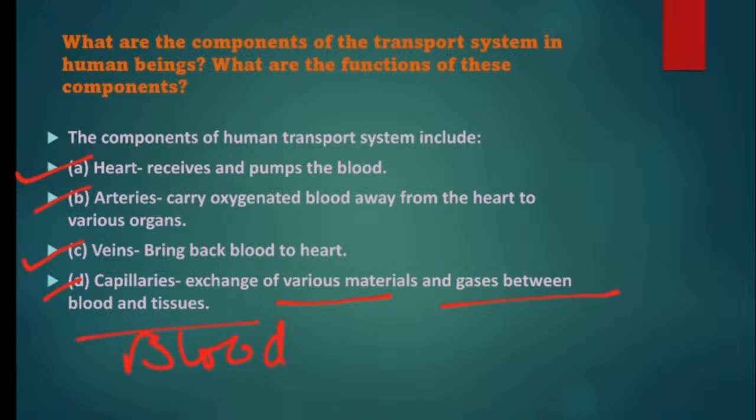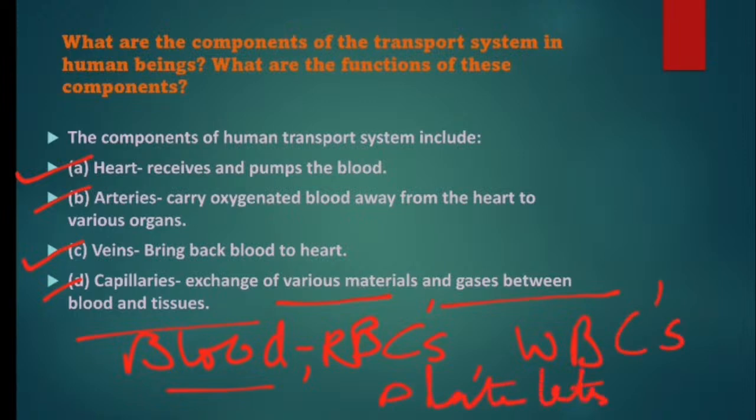Okay, the blood has RBCs, WBCs and platelets. You can write that the RBCs carry a pigment called hemoglobin. Okay, these are the components of the transport system in human beings, and these are the functions.